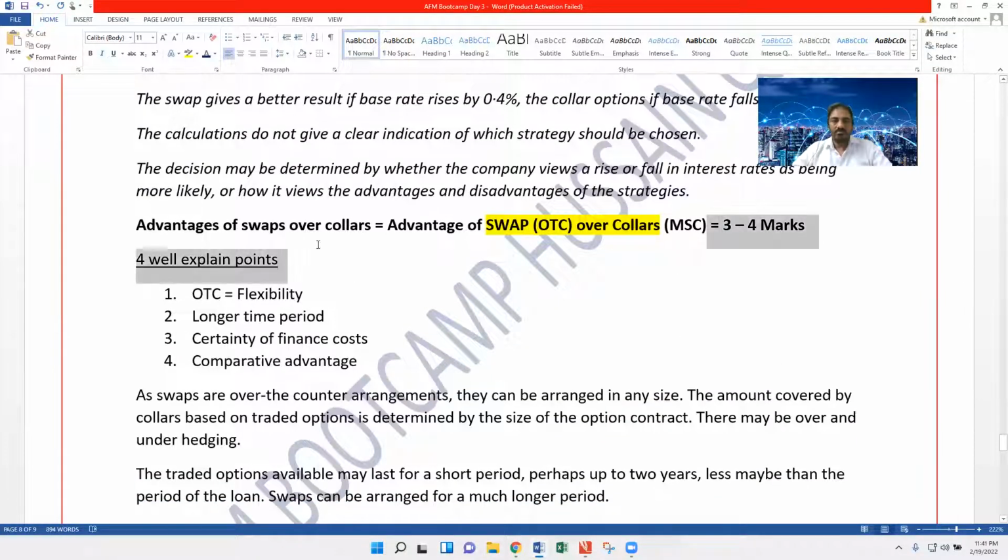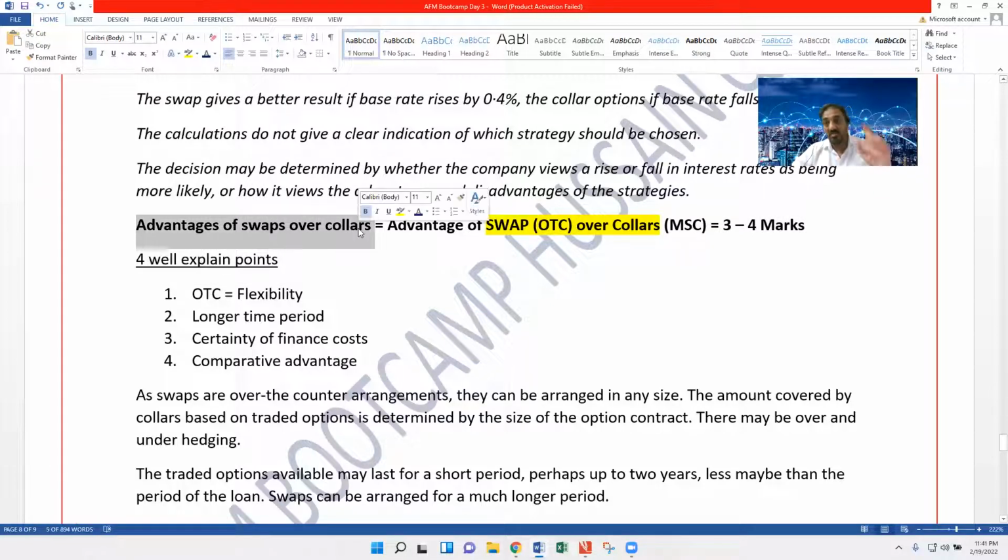Number two, the important point, advantage of swap over collars. Number one, the question is not advantage of swap only. The question is advantage of swap over collars. That's important. So the point is swap, which is OTC, over collars. Advantage of swap over collars means over the counter versus marketable standard contract.